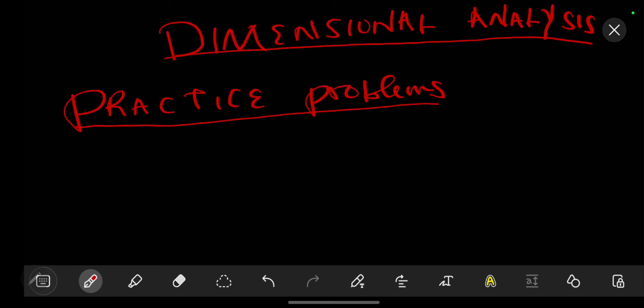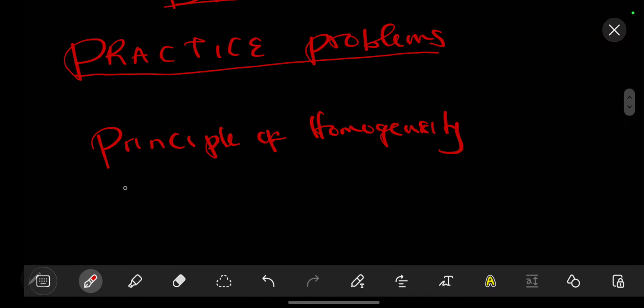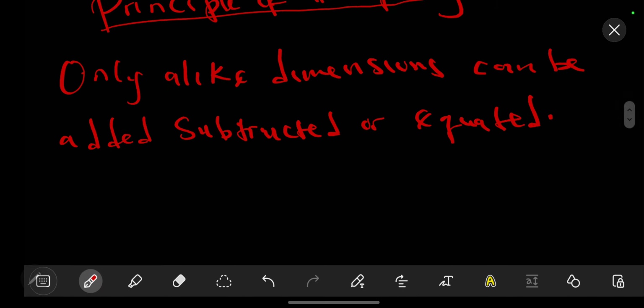So firstly, we are going to be looking at questions that deal with dimensional analysis. Now, we cannot necessarily do this direct without looking at the principle of homogeneity. So what does this principle talk about? It simply says that only like terms can be added, subtracted, or equated. This is very important as we answer questions. So what does this tell you?